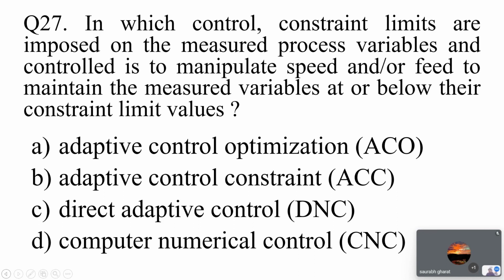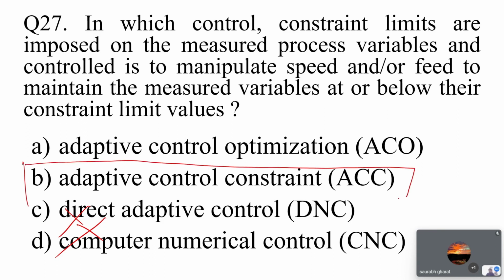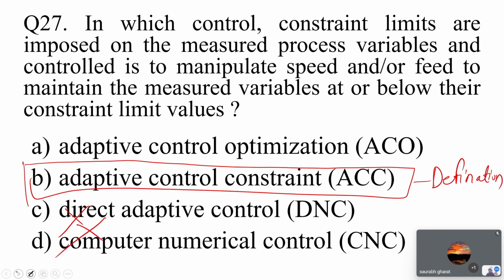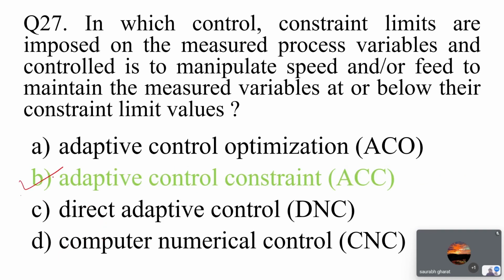So adaptive control optimization, adaptive control constraint, adaptive control computer related controls. Okay, so this last one is not a correct point. What is the correct option is adaptive control constraint. This is the actual definition of this part. So this is your correct answer: adaptive control constraint.